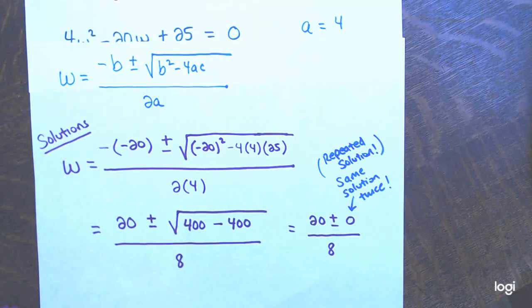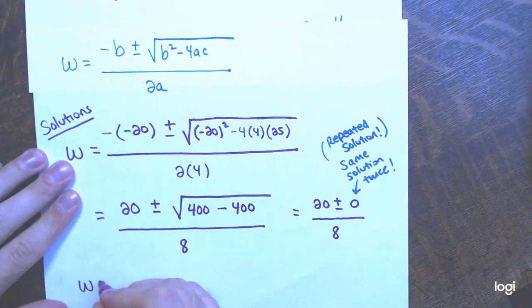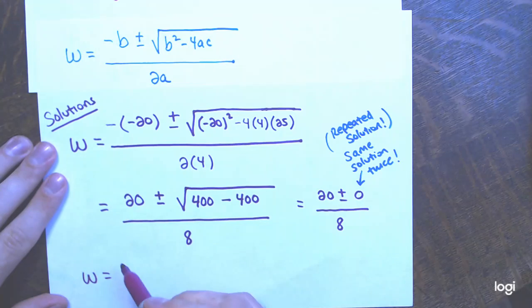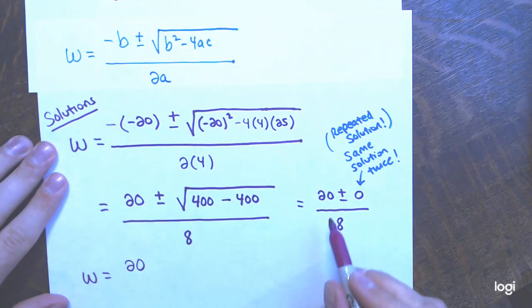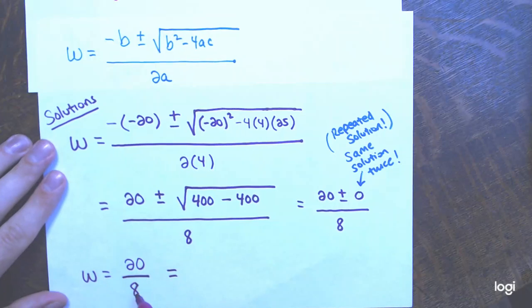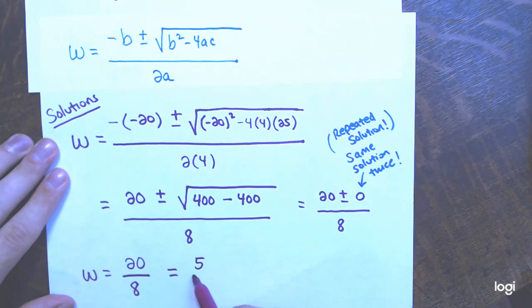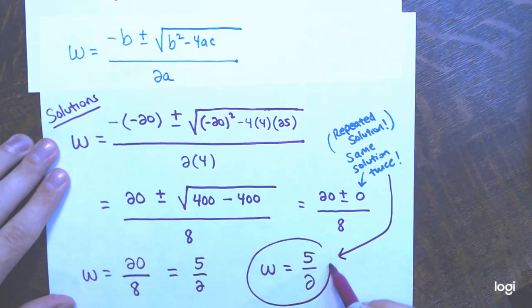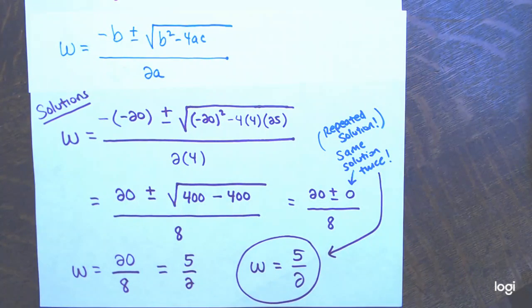And let's see what that number is. We're getting w equals, and notice I'm not going to split this up. I'm not going to write this as two different solutions. It's just simply 20 in the numerator both times. 20 plus 0, 20 minus 0. So just 20 divided by 8, which when you reduce it, they both have a common factor of 4. That would be 5 halves. And that's it. Again, this would be called a repeated root or a repeated solution, because I'm getting the same solution 2 times. And let's check it out.